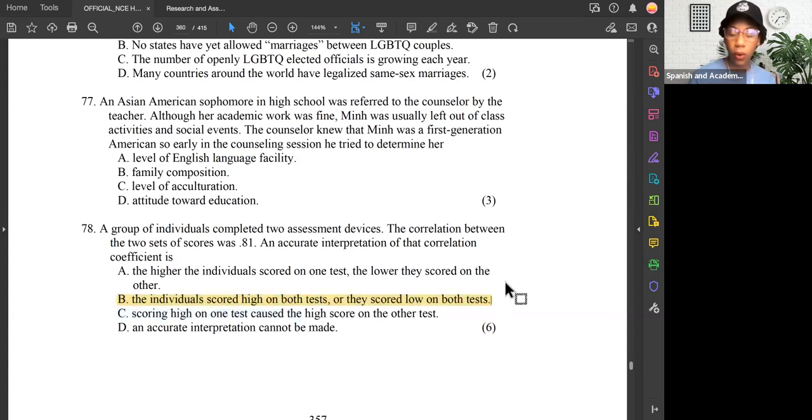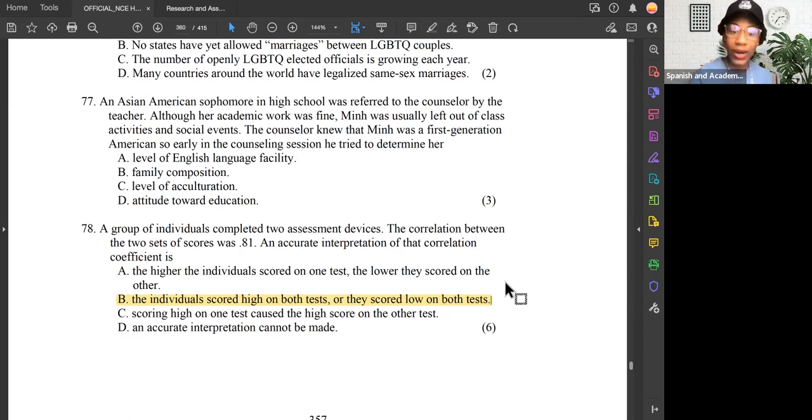But let's go through all the answer choices. A, the higher the individual scored on one test, the lower they scored on another. That would be talking about a negative correlation because they move in opposite directions in a negative correlation. As one goes up, the other one goes down. B, the individual scored high on both tests or low on both tests. Well, that's true about a positive correlation.